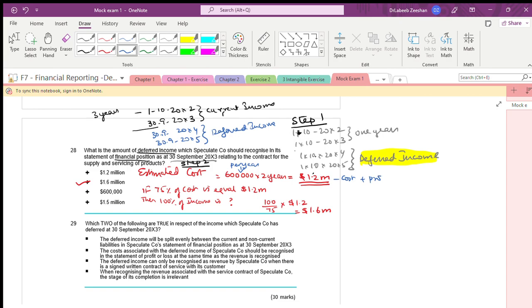Fine. Now they say this is the cost plus profit. How much is the profit? Profit is 25%. Total comes to 100. Cost plus profit is 100. If 75% of the cost is equal to 1.2, then 100% of the income is question mark. It comes to 1.6. Okay?